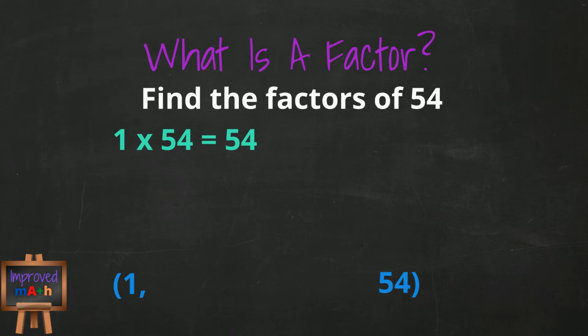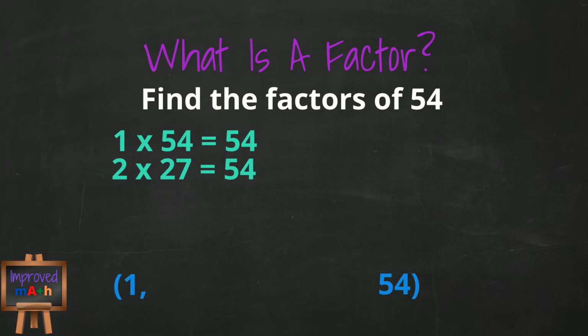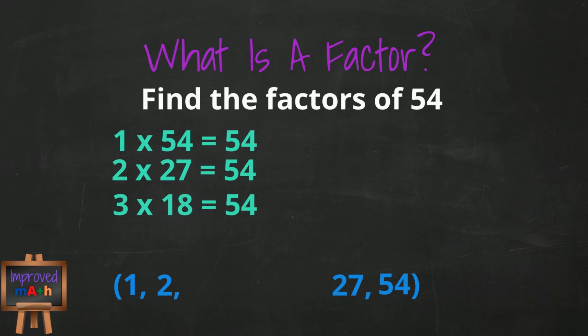Does 2 go into 54? Well, it's an even number, so it has to. 2 times 27 equals 54. Let's put the 2 to the right of the 1, and the 27 just to the left of the 54. How about 3? Does 3 times a number equal 54? Sure does. 3 times 18 equals 54. We add the 3 to the right of our 2 and the 18 to the left of our 27.